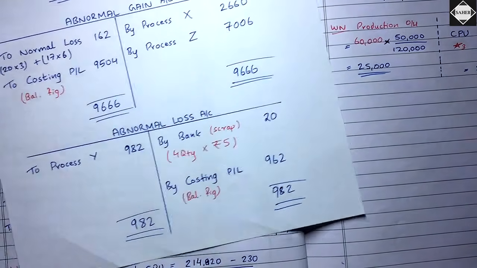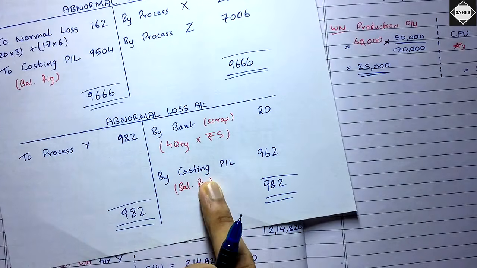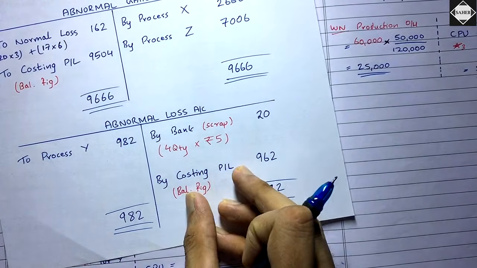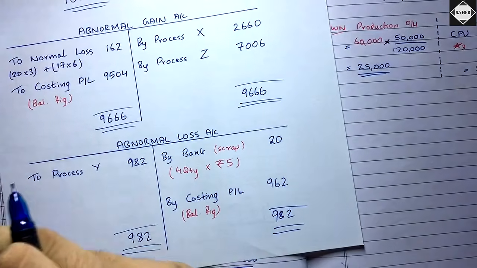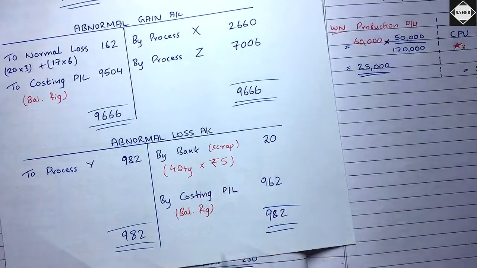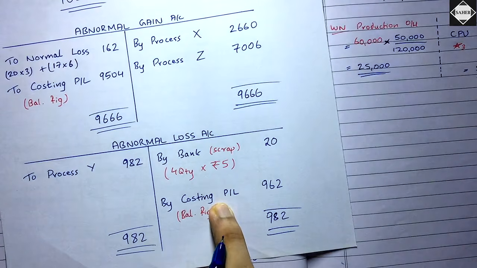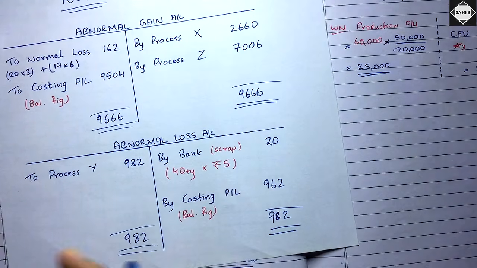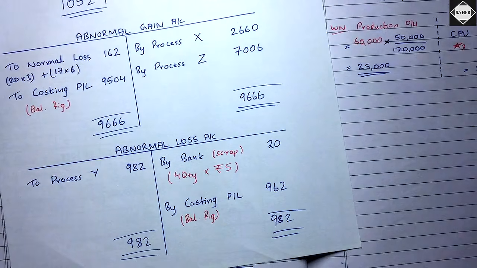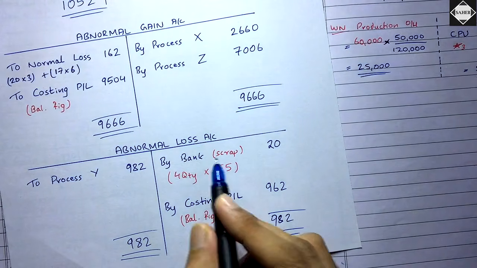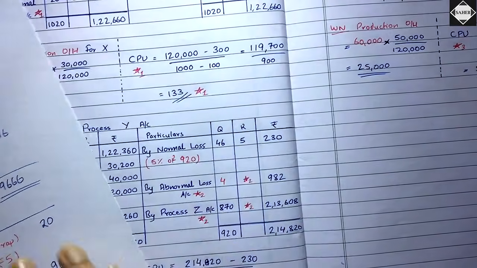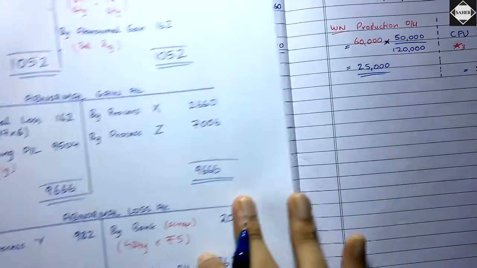Then you will balance it out, and whatever balance is there will of course hit costing profit and loss. Here it will come on the credit side, but in costing profit and loss it will go on the debit side. This is a loss, right? So of course it has to go to the costing profit and loss debit side. Is that clear? This is how you have to do it. It's not tough. Unless different rates are given, you have to take the same rate to sell off the abnormal loss also.